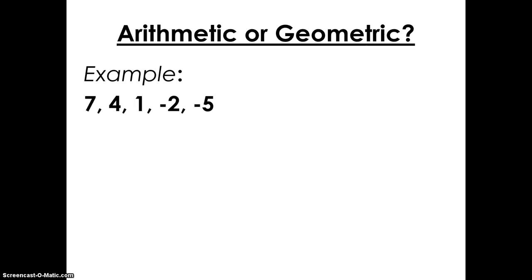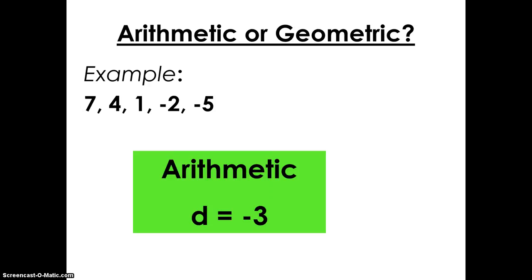Okay, this one I'm doing 7, 4, 1, negative 2, negative 5. I see that it looks like I am getting smaller numbers every time, and it looks like I am subtracting 3 every time. So it is again an arithmetic sequence, and my common difference is negative 3.